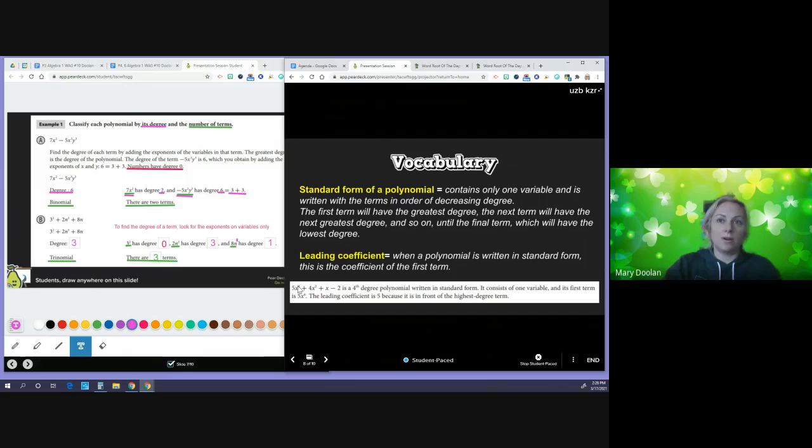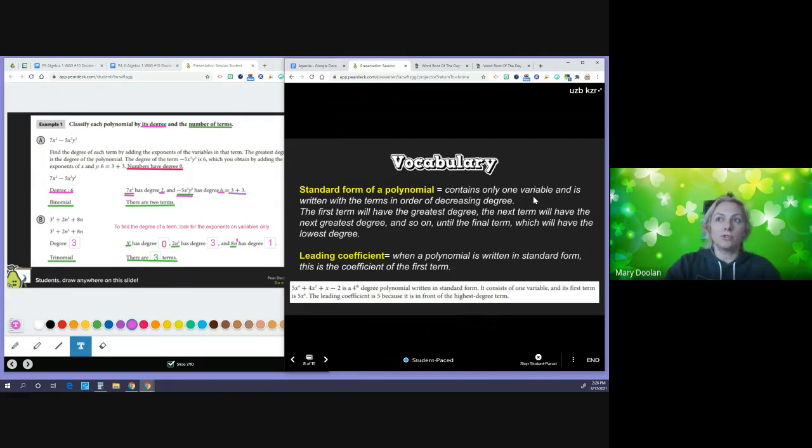An example of that is down here. 5x to the 4th power. This term's degree is 4. Plus 4x squared. This term's degree is 2. Plus x. This term's degree is 1. Minus 2. This term's degree is 0. So it's in decreasing order.